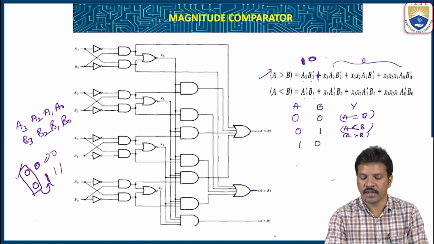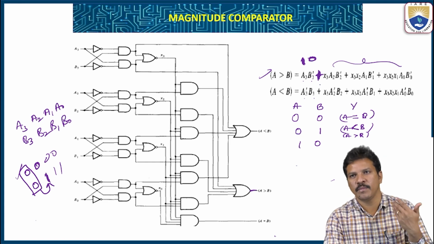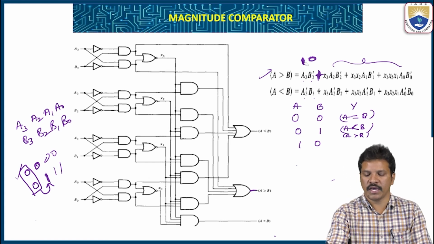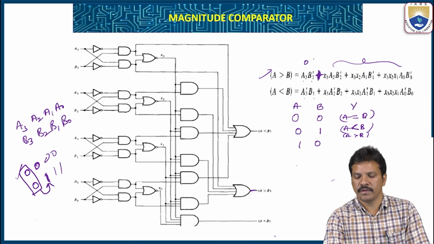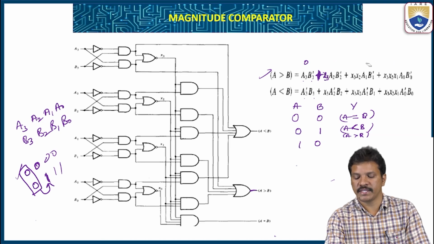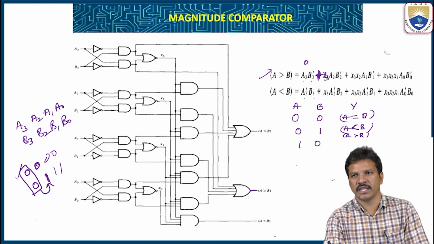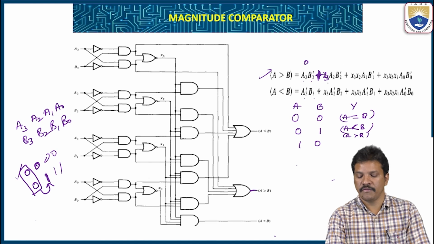That is one condition, but this is not the entire case. Suppose A3 and B3 are both the same. If both are the same, then it depends on the other bits. That means x3 will be 1, because x3 is nothing but the A3 and B3 XNOR operation. So if x3 is 1, meaning the MSBs are the same, it is multiplied with A2 and B2 bar.